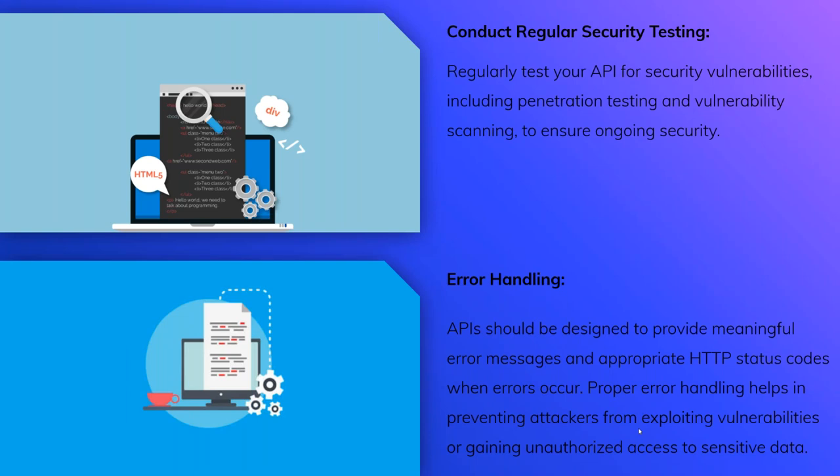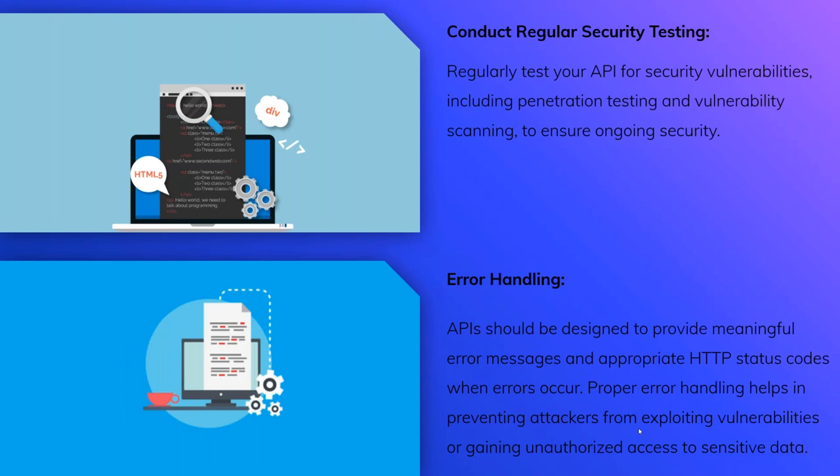the request made by the user has some invalid data. So here error handling must be meaningful by throwing the error messages. So we need to show the appropriate HTTP codes when an error occurs. Proper error handling helps prevent attackers from gaining unauthorized access or exploiting the vulnerabilities. So error messages should avoid revealing sensitive information, while providing enough information for developers to diagnose and fix issues.